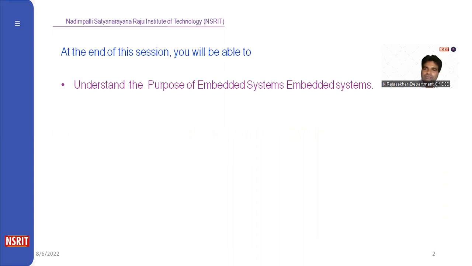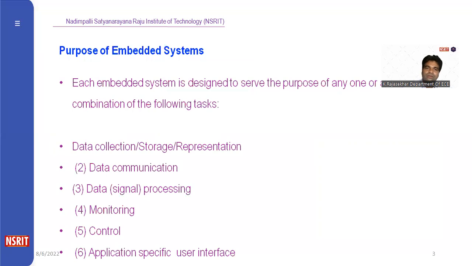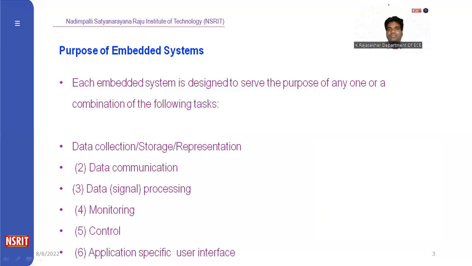So an embedded system is designed for a specific application. In the specific application, we are designing different embedded products. Some of them are used for storage, some of them for monitoring. So this is how the purpose of the embedded system can be explained. Each embedded system serves any one or a combination of the following tasks.